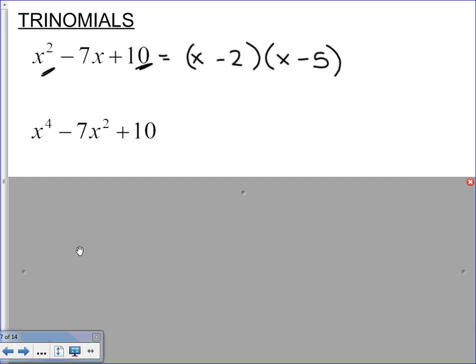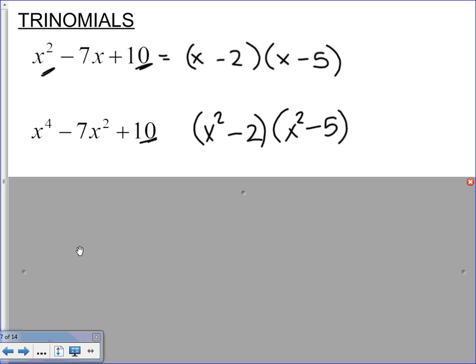Do you have factors of 10 that add to make negative 7? Yeah, what are they? 2 and 5. But I wouldn't want it to be x, because otherwise this would be x squared. I want them to be just numbers. Minus 2 and minus 5 make positive 10. So what must be in front? X squared.